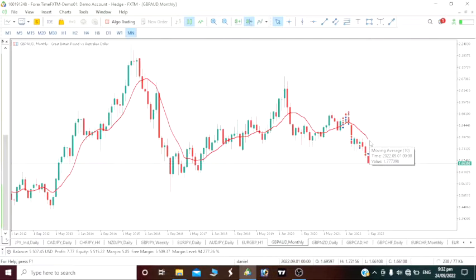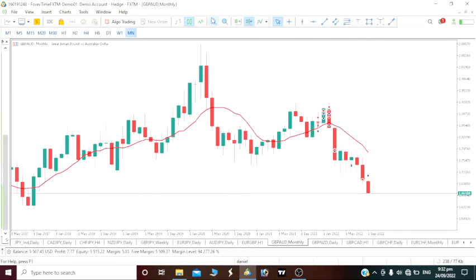Secondly, this price is below the 10 period moving average. We all know that once price is below the 10 period moving average, we have to short this, right? So we have to short, go down on GBP also, which means we should go down.